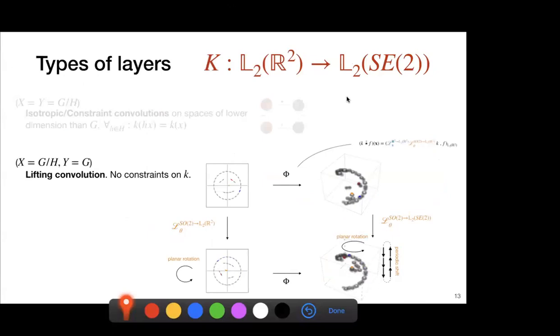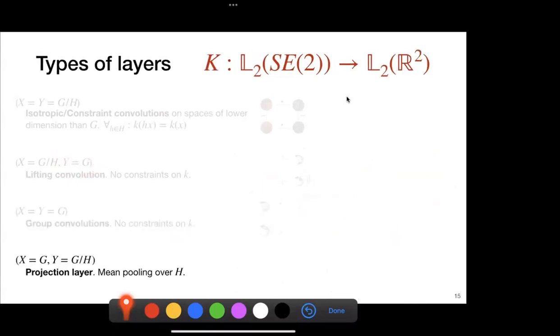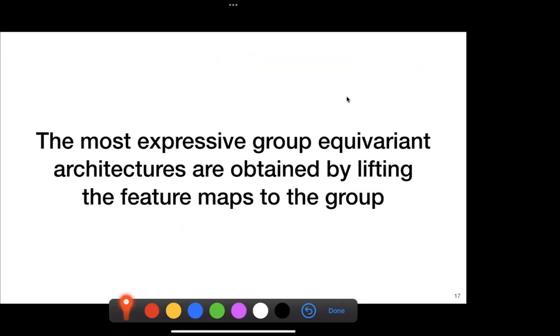then we need to work with the whole field and lift the function to the entire group, because then the output is the group itself and we don't have a quotient structure and therefore also no constraint on the kernel. And I think I want to leave it with that.